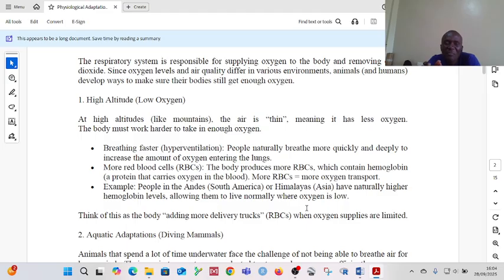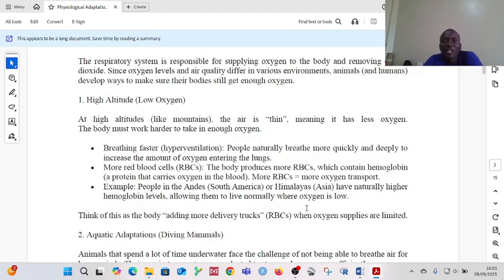So what the body must do is work harder so that it can take in enough oxygen, yet the amount of oxygen in the air is not as much. So what does the body do in such an environment? One, you begin breathing faster. Okay? Naturally, you tend to begin breathing faster.